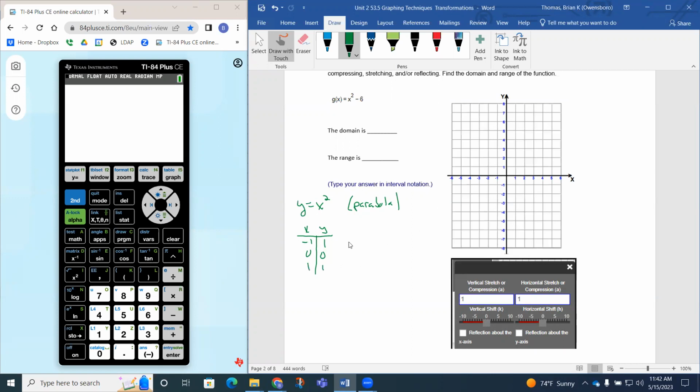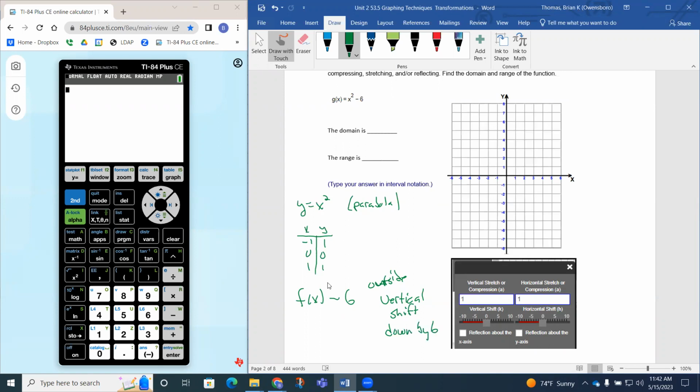Now, what happens is if we have this f of x as my function, notice how the minus 6 is actually on the outside of it. So since it's on the outside, this means this is going to be a vertical shift. And a vertical shift, you just do what it says. So this is going to go down by 6.